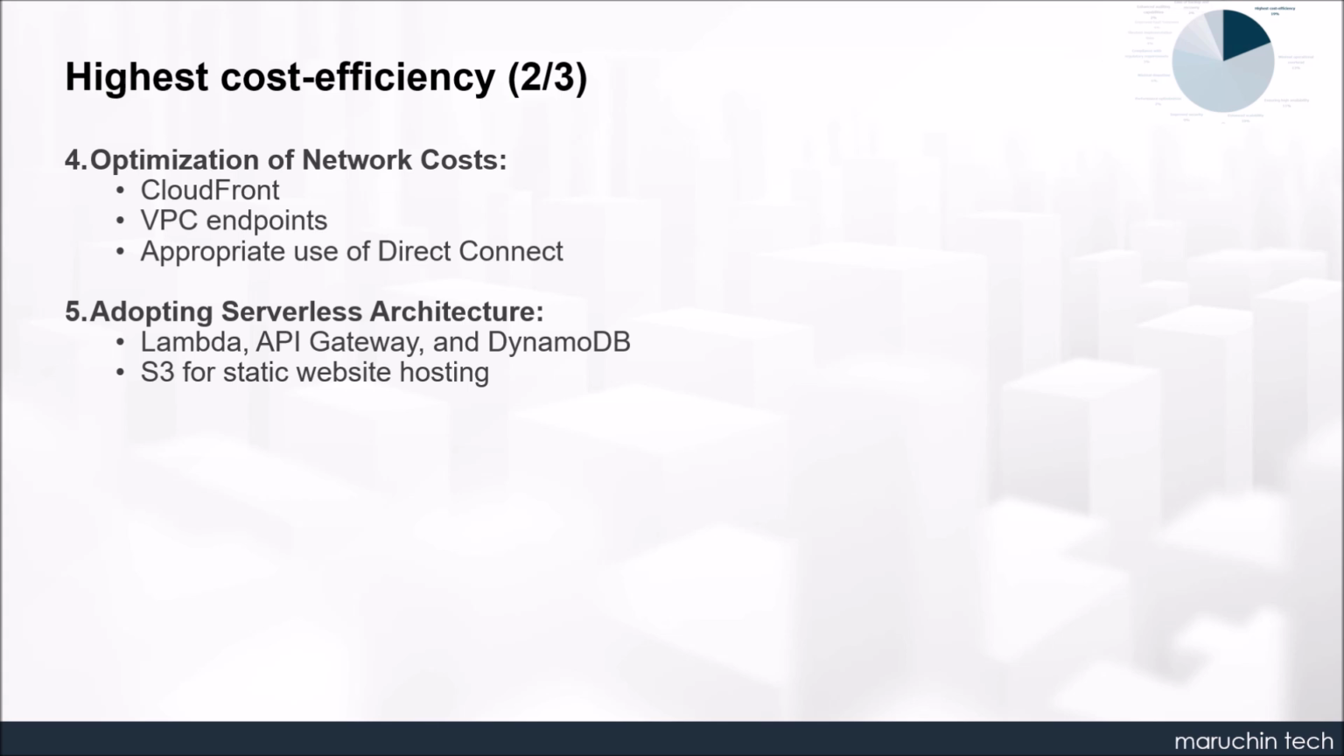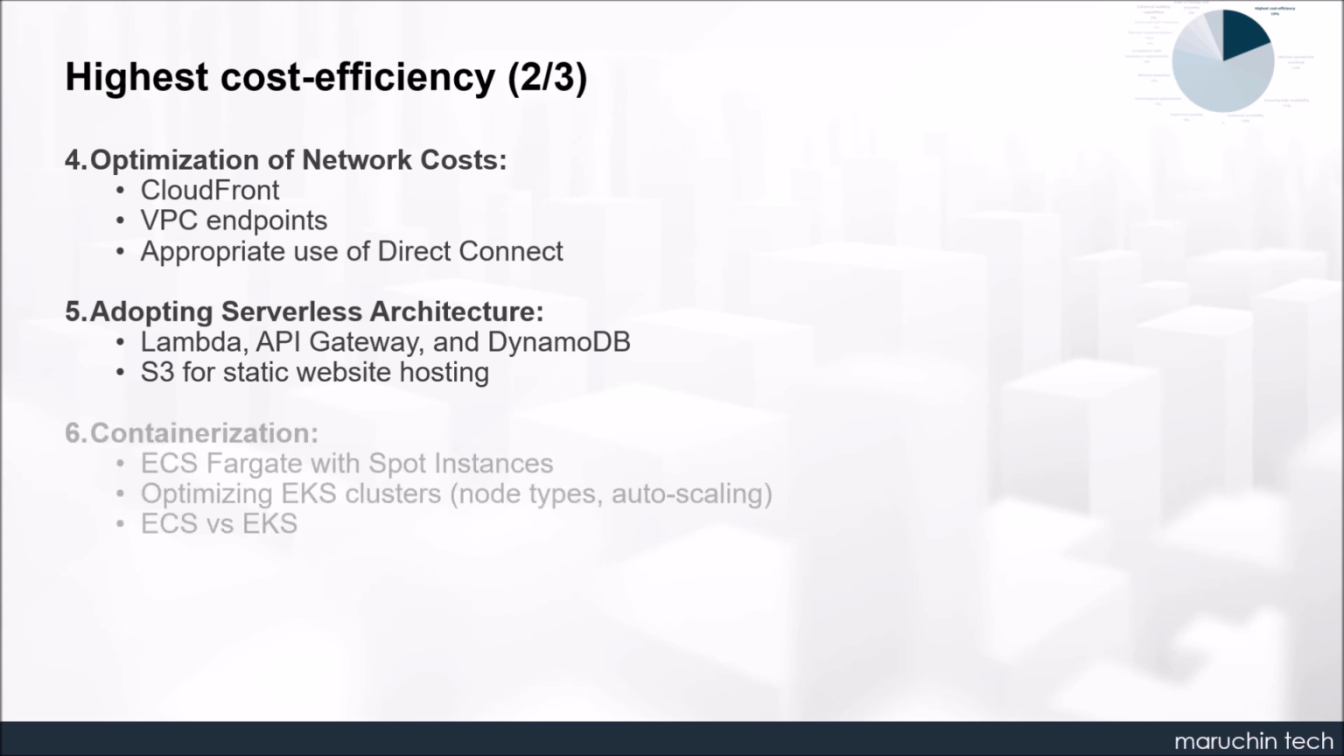A serverless architecture helps reduce cost. With a serverless architecture, you don't need to worry about the server management cost, making it more cost-effective. And containers also come up in cost optimization. The combination of ECS and Fargate often appears in serverless architecture. With a serverless architecture, you can achieve cost optimization, reduce operational overhead, and improve scalability.